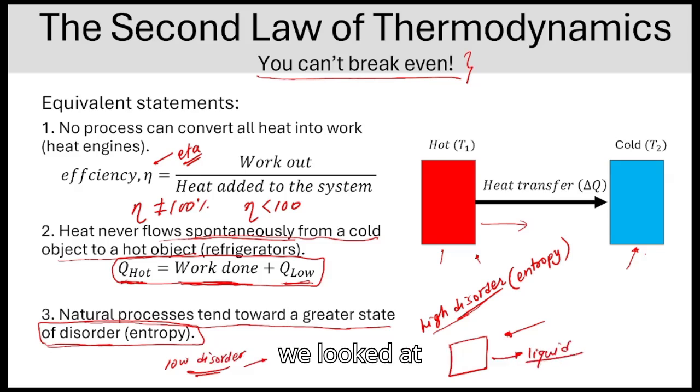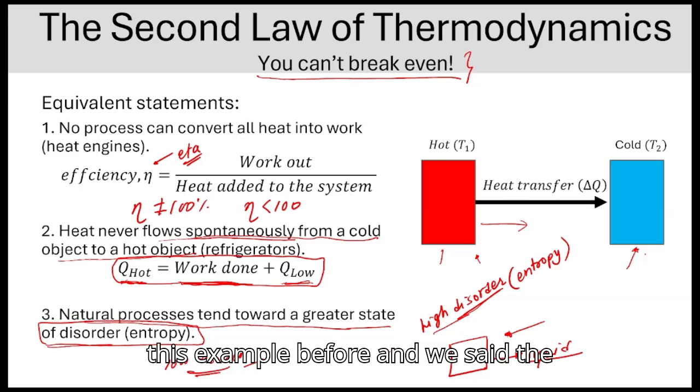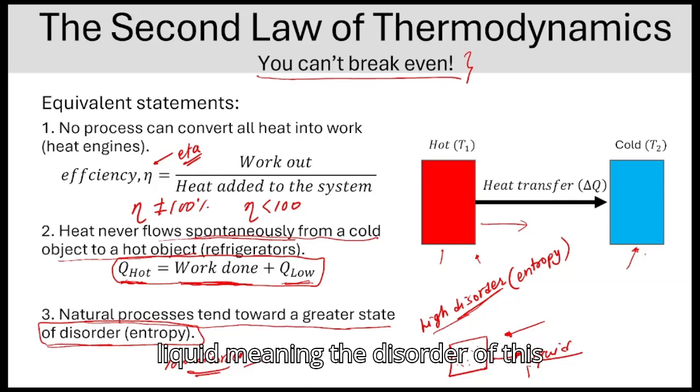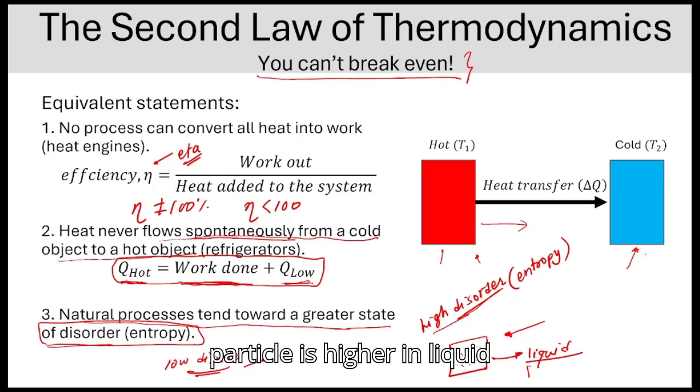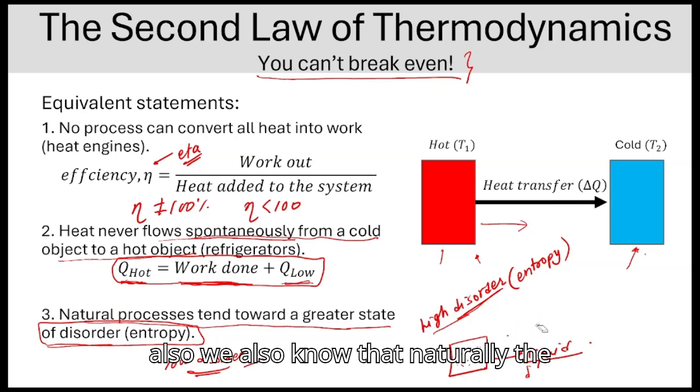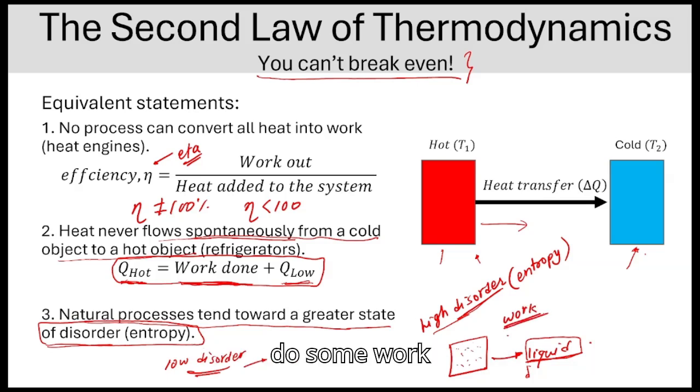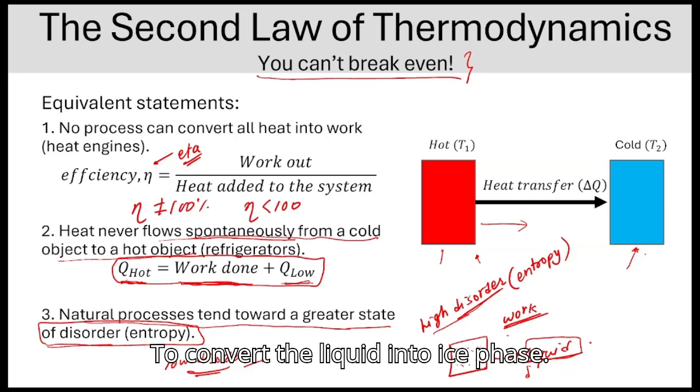As we looked at in this example before, the kinetic energy of the particles in the solid is lower compared to the liquid, meaning the disorder of the particles is higher in the liquid. And we also know that naturally the liquid will never change into an ice block unless we do some work to convert the liquid into the ice phase.